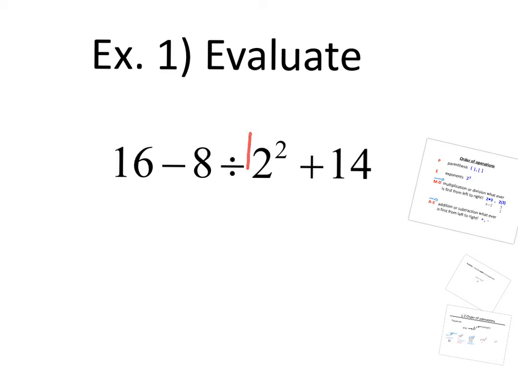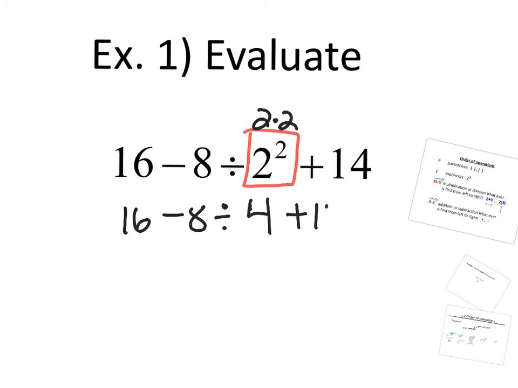So I'm going to put a box around the exponents, and you are going to simplify. You bring down the 16, you bring down the 8, minus 8, division, and 2 squared is the base by itself 2 times. So 2 times 2 is a 4. And then you put plus 14 on this side. Now, look at what you have. You have subtraction, 16 minus 8. You have division, 8 divided by 4. And you have addition, 4 plus 14.